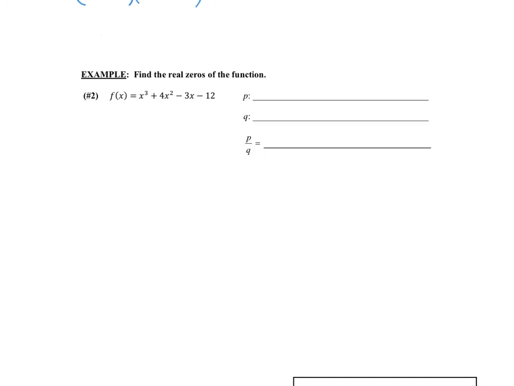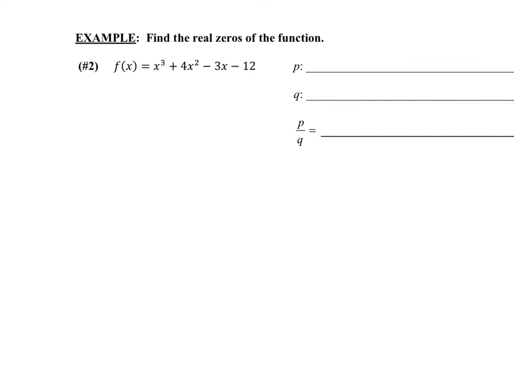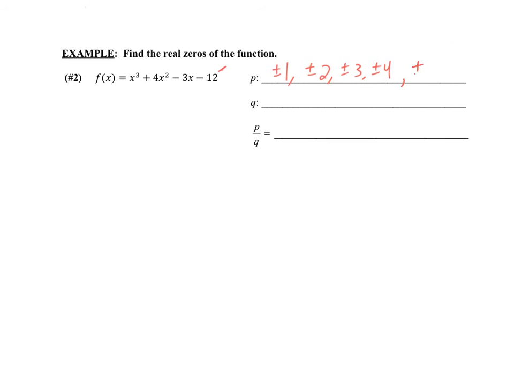Okay, we have one more problem to go. So example 2, the p's are anything that you can divide 12 by. So you can divide 12 by 1, 2, 3, 4, 6, and 12. That's where the p's come from. The q's come from the leading coefficient, and the only thing you can divide 1 by is 1. So if we list out the possible zeros, possible zeros are plus or minus 1, plus or minus 2, plus or minus 3, plus or minus 4, plus or minus 6, and plus or minus 12. So we list them all out.